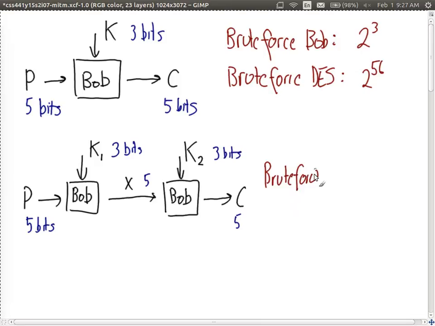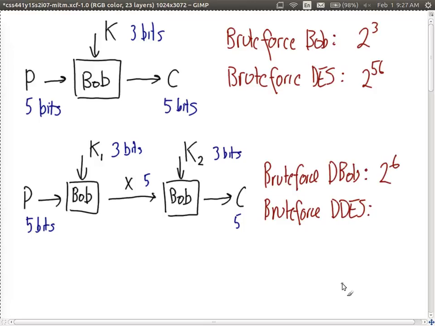Brute force. What does a brute force attack on double Bob take? 2^6 operations. Again, the attacker has to guess both values of K1 and K2 if they want to do a brute force. So 6 bits to guess, 2^6 operations. Similar with double DES. How many bits? Well, we expand our key from 56 up to 112 bits. We just use two different keys, or two random keys. With double DES, a brute force would take 2^112 operations.